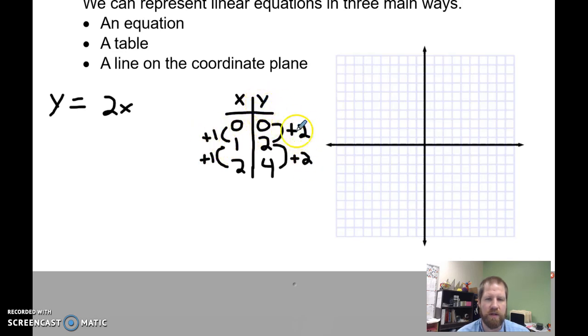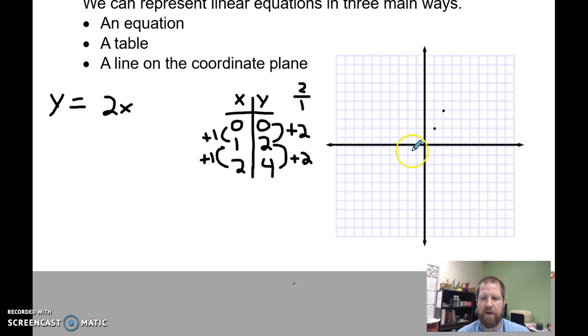So my slope is my change in y over my change in x. So my slope here would be 2 over 1. Okay. Now I can use these points to graph my line. So I've got a point at 0, 0. I've got a point at 1, 2. I've got a point at 2, 4.